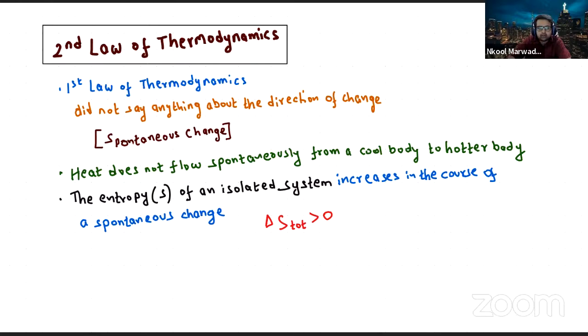And S total has a meaning: it means total entropy, the entropy of the system plus the entropy of the surrounding. Okay, this is very clear. So this is the second law of thermodynamics, the mathematical aspect.